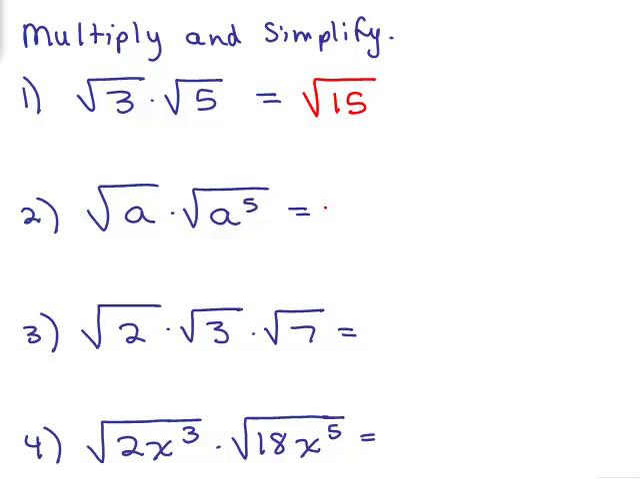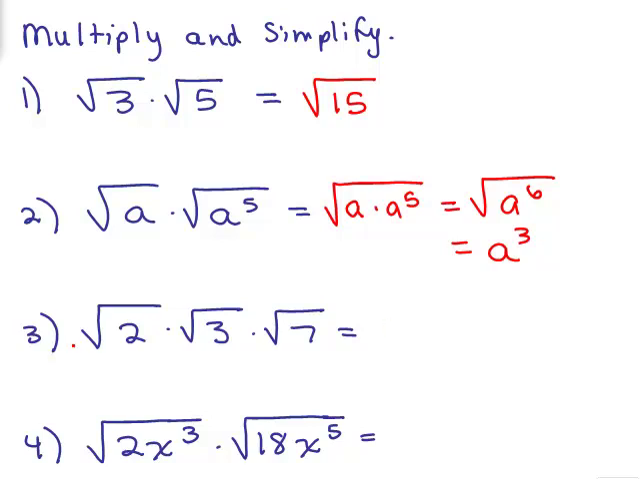All right, number 2. You're going to multiply those two together. So you have a times a to the fifth underneath the square root, which is the same thing as a to the sixth. But that can be simplified further because now you have an even exponent on your variable. So remember, you take half that exponent. So the answer to that is a cubed.